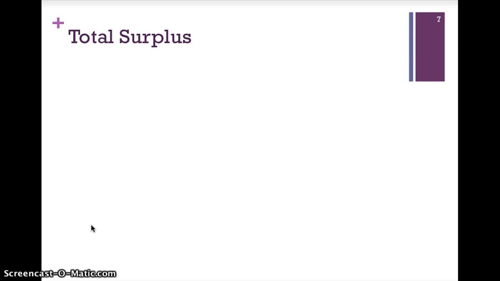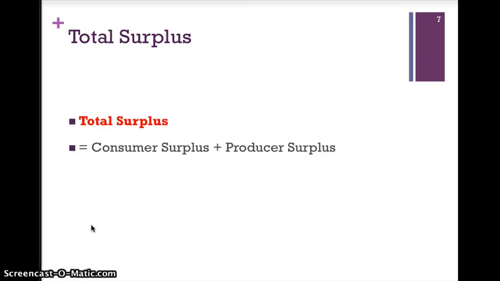The final step is to find total surplus. Now, total surplus is the sum of consumer and producer surplus. So from our example, we found the consumer surplus to be 18 million. We found the producer surplus to be 18 million. So total surplus would be 36 million.